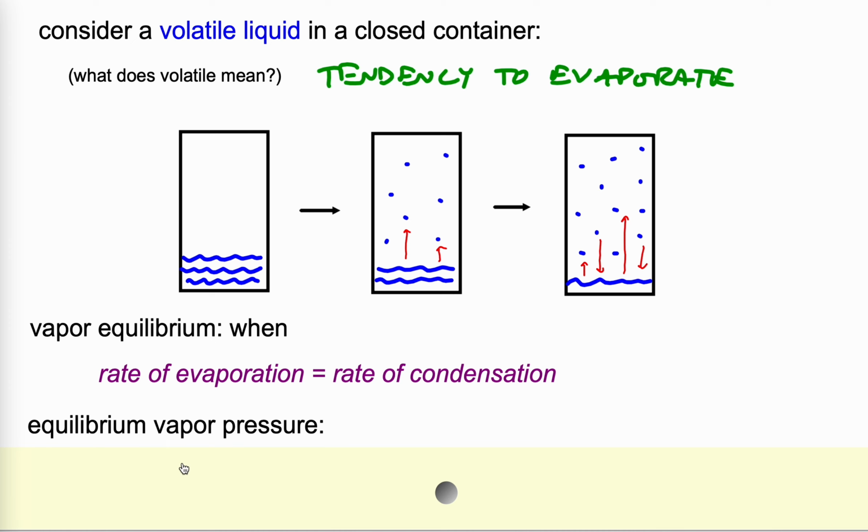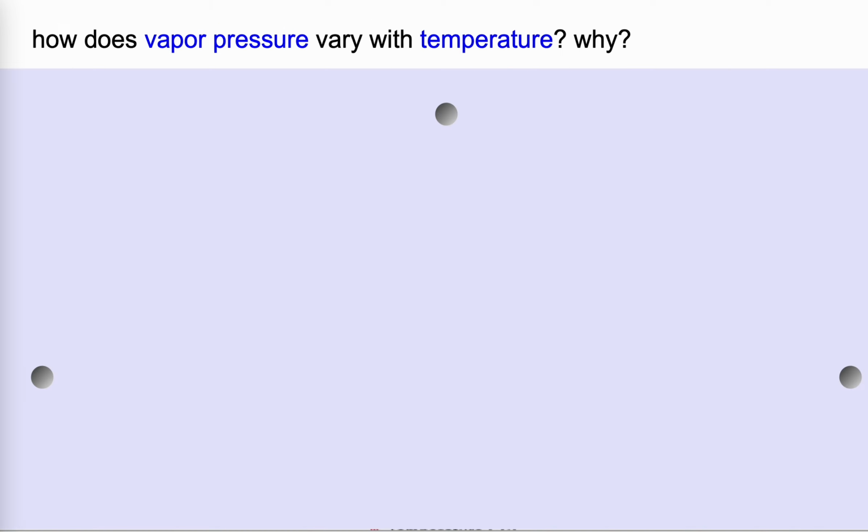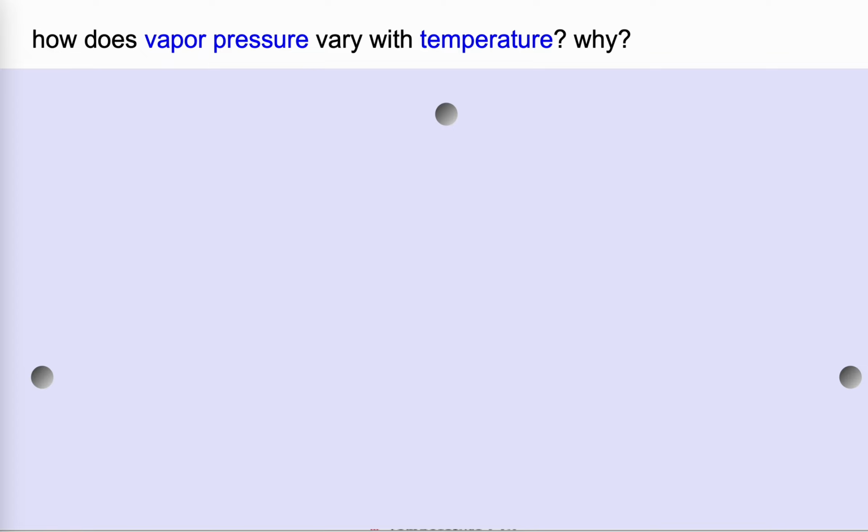The equilibrium vapor pressure is defined as the pressure exerted by the vapor in equilibrium with the liquid at a given temperature. So if I were to actually measure the pressure exerted by the gas particles up here when it's at equilibrium, that pressure would be the equilibrium vapor pressure. Now, how do you suppose that equilibrium vapor pressure varies with temperature, and why? What would happen to the pressure exerted by the vapor above and the far right as we increase the temperature?